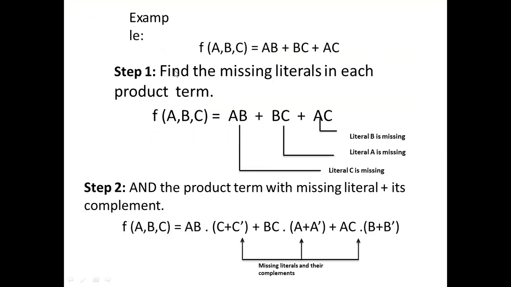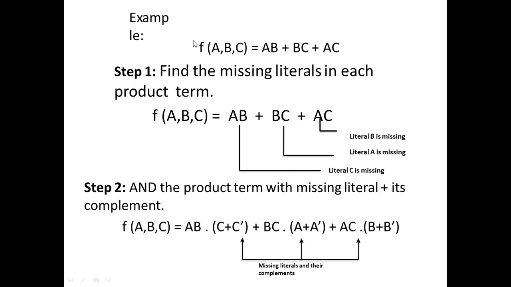Okay, let's take one example based on converting SOP to the standard SOP form. One example is given in front of you: F of A, B, and C. So we have 3 literals, that is, 3 letters. F is equal to AB plus BC plus AC. We can call this A dot, the AND operator, B, or BC, or AC.